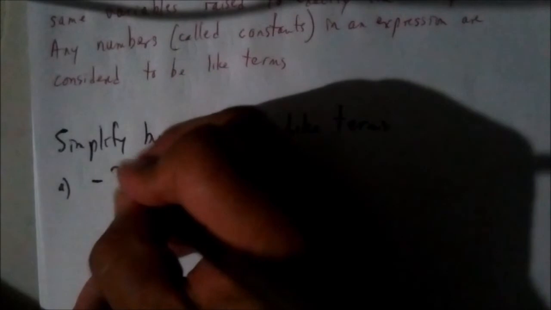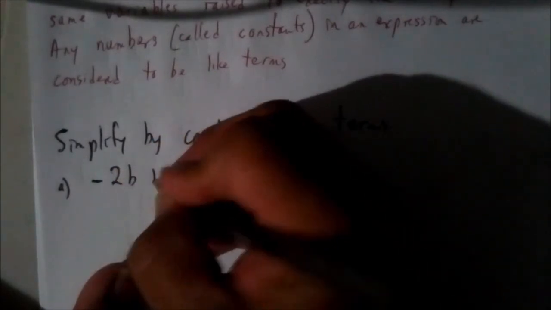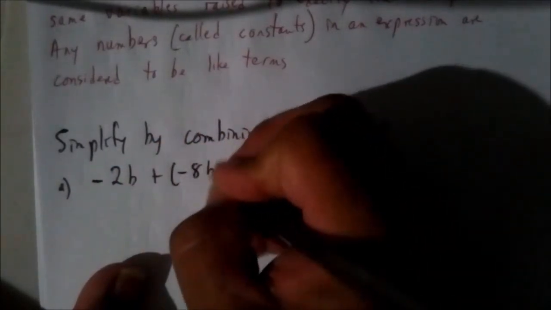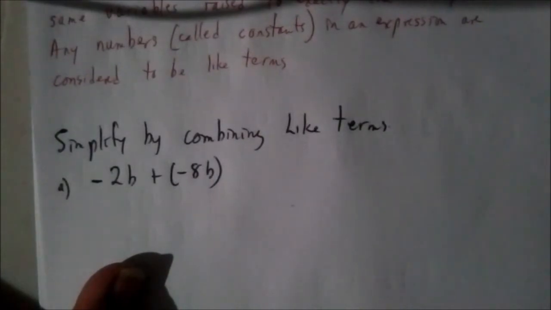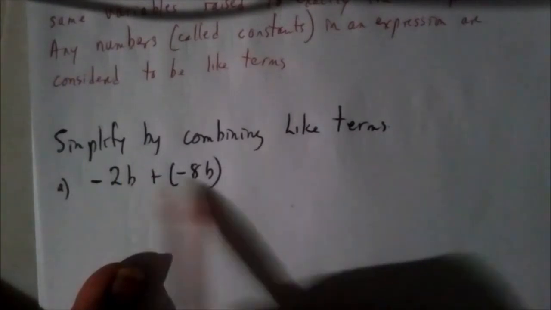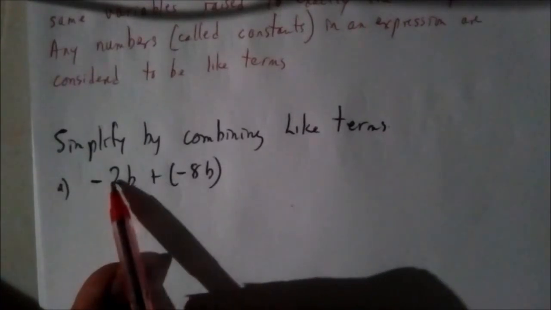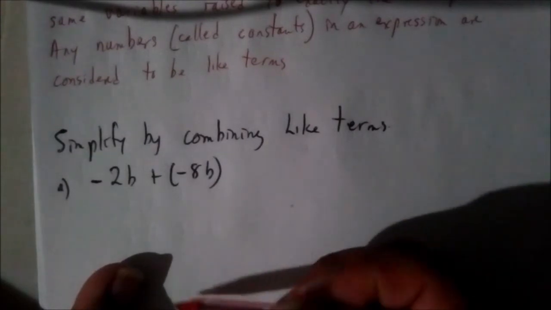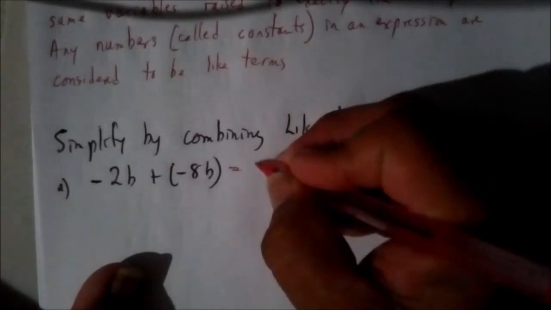Okay, so here we have now negative 2b plus negative 8b. The way you're going to work this out is to add the coefficients of the like terms. Okay, so that is the key point here. Add the coefficient of the like terms. We already know that both of them have b's, so just add the -2 and the -8. So let's do that. This is how you're going to work it out.